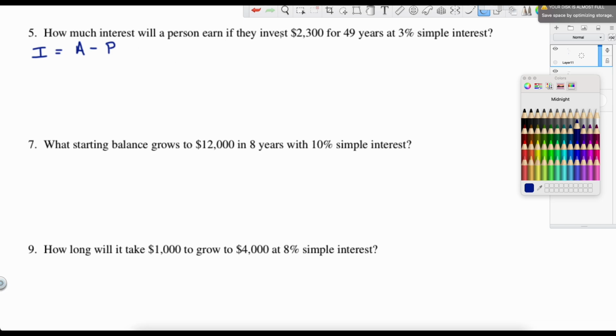So we're looking at investing $2,300 at 3% for 49 years. Okay, 2,300 times (1 plus 0.03 times 49). We put that in our calculator and we get $5,681.